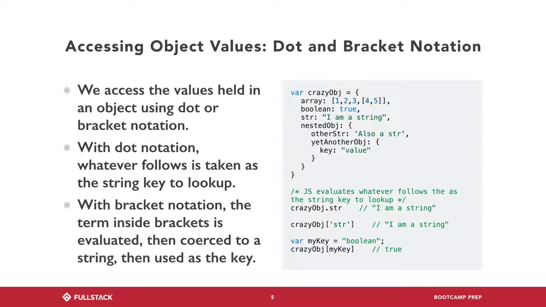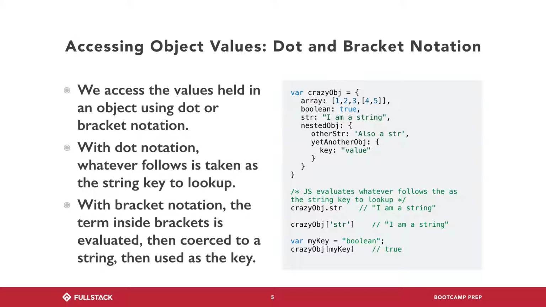So objects can be accessed via what we call bracket notation. Notice how here, this str, we have to explicitly put it in quotes, to tell JavaScript that it's in fact an str as a string, not str as a variable.